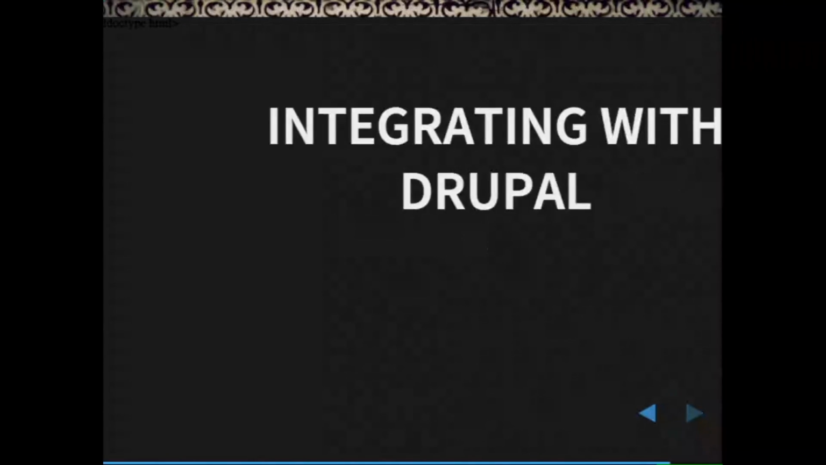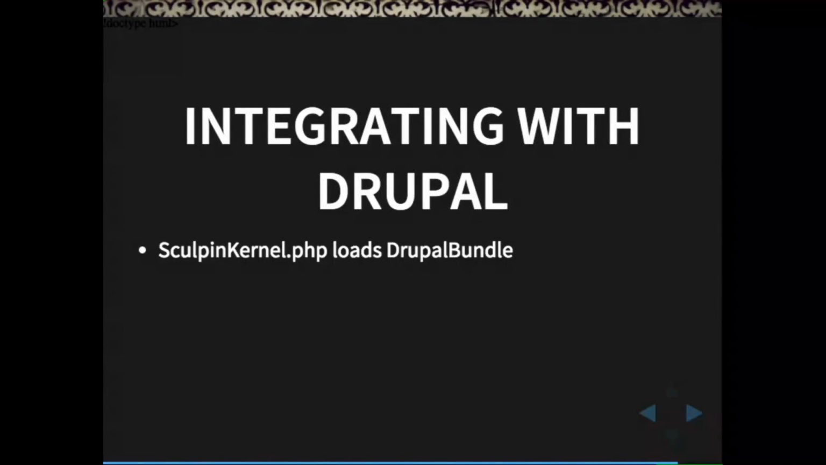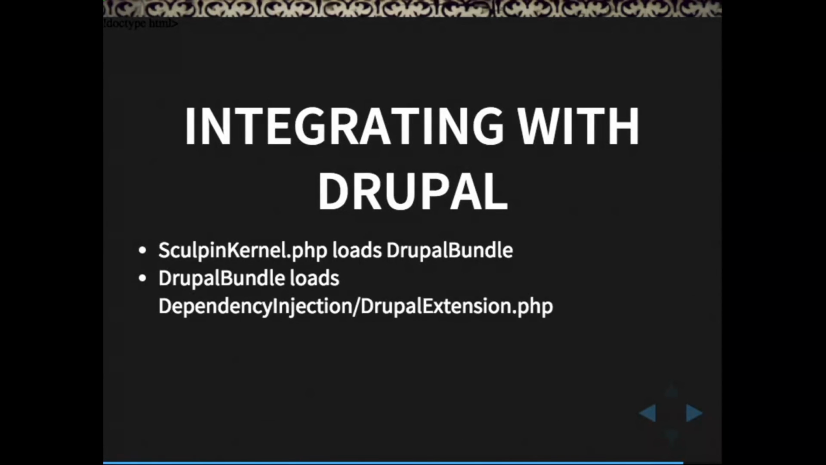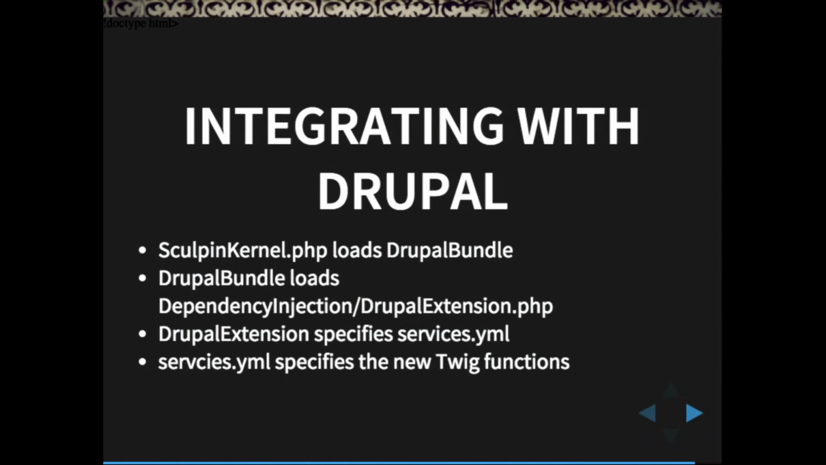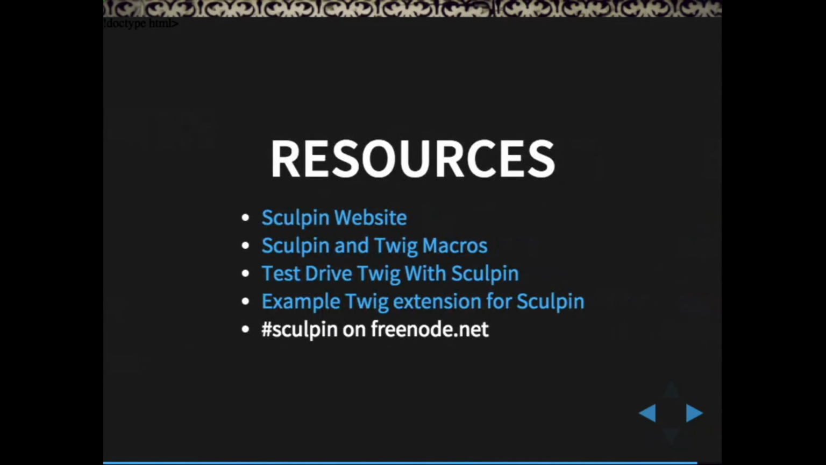Okay. So just to kind of go over that one more time. Sculpin kernel loads in a Drupal bundle that you've defined. Drupal bundle loads the dependency injection Drupal extension. The Drupal extension loads the services YAML file, and the YAML file defines a new Twig function, and you're good. Yay!